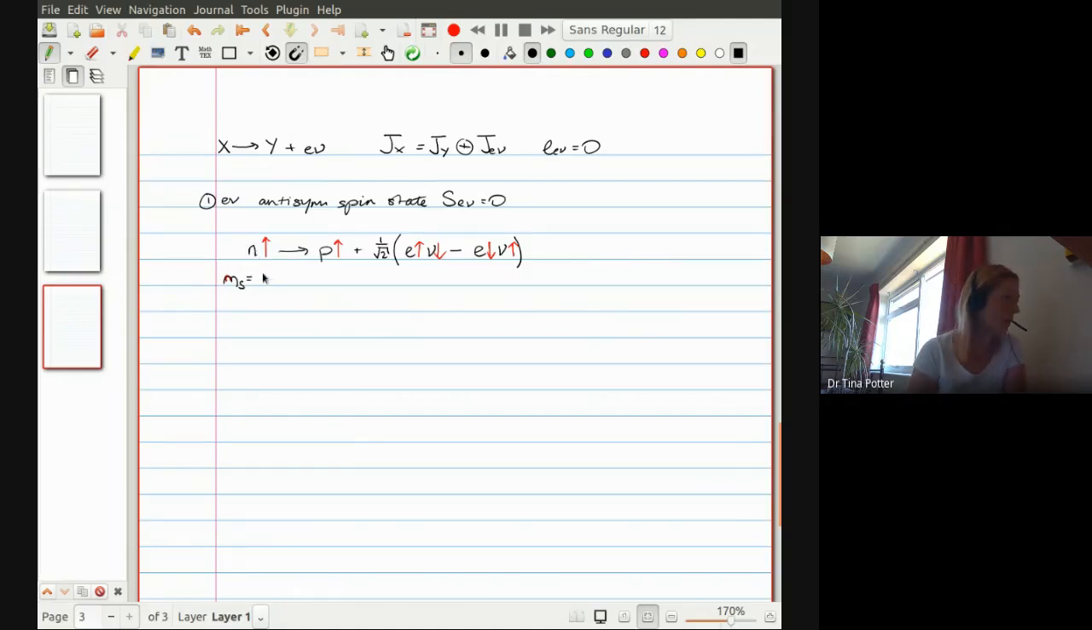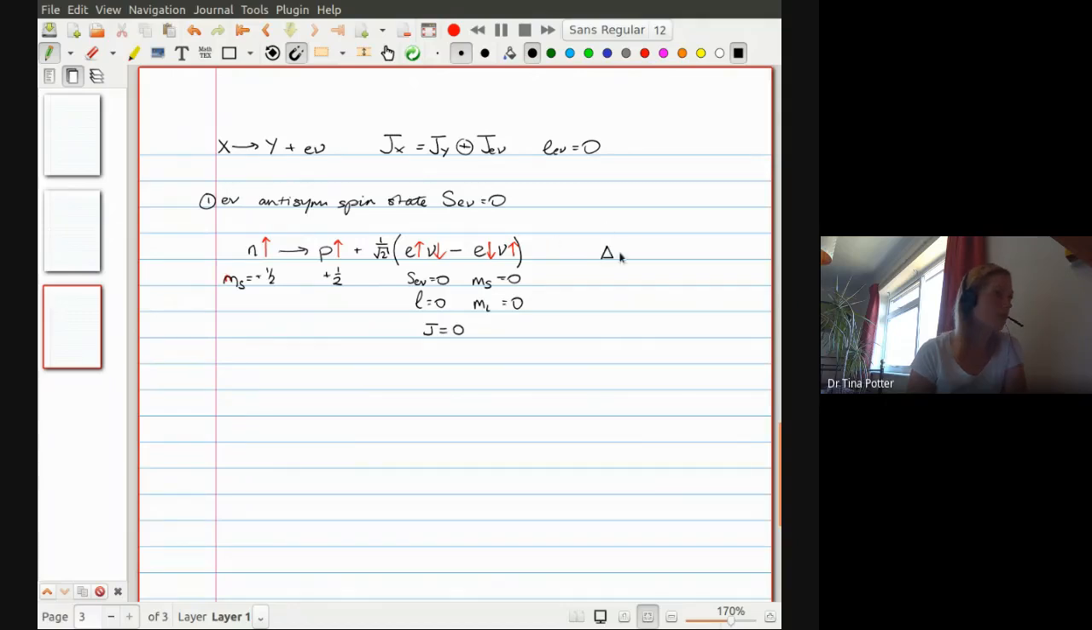Here we have an ms of plus a half. Here we have an ms of plus a half. And this is s equals 0, so we can only have ms equals 0. And we're doing this for an L equals 0 state for the electron and neutrino. That means that ML also has to be equal to 0. Thus, the J of this electron and neutrino system has to be equal to 0.